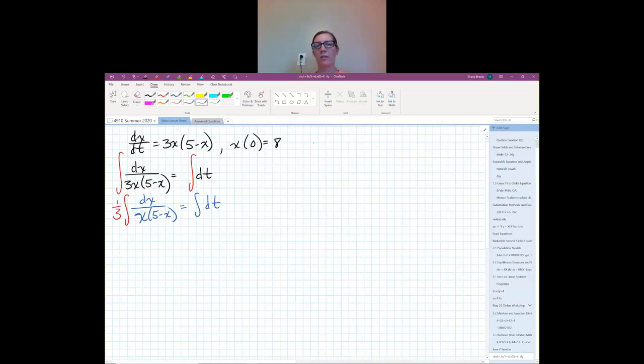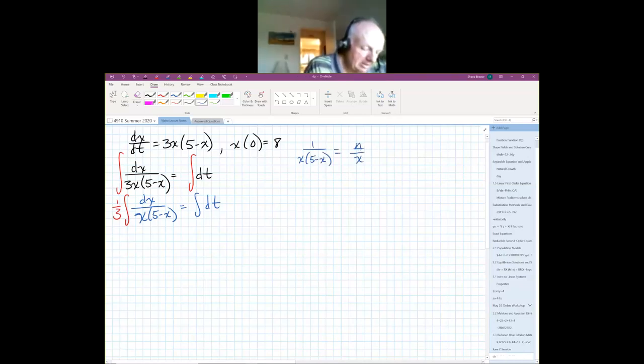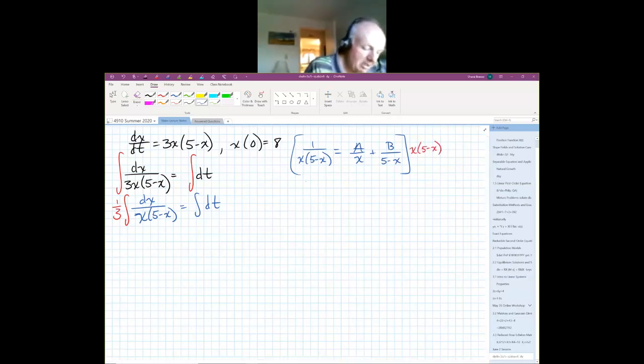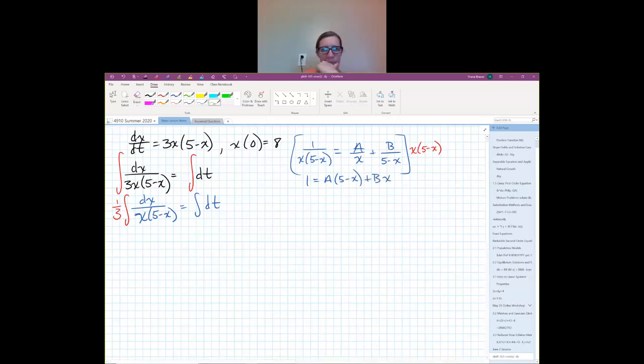I was doing a over 3x plus b over 5 minus x. Let's compare those two. If you do it without the 1/3, it's going to be a over x plus b over 5 minus x. No problem there. Multiply everything by the denominator. You guys scream at me if I'm jumping too many steps here. To end up with 1 equals a times 5 minus x plus b times x.